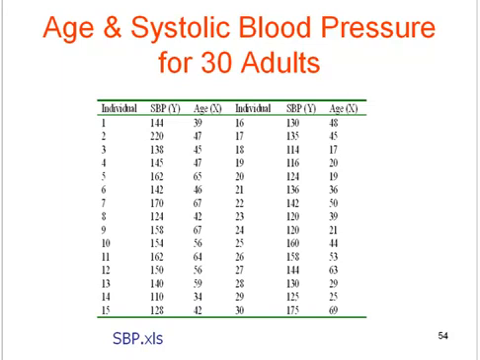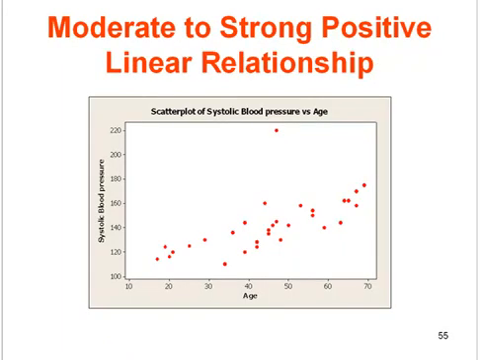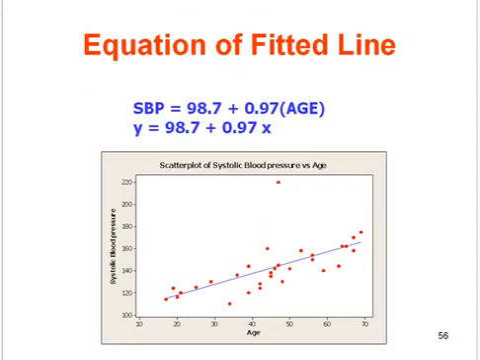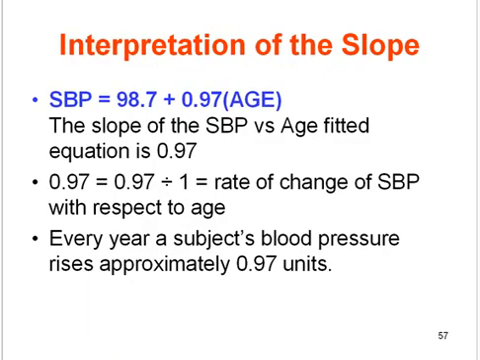To refresh your memory, here again is the age and systolic blood pressure data. And here is the accompanying scatter plot showing a moderate to strong linear relationship. Using StatCrunch, we can get the equation of the prediction line, also called the fitted line. It is always important to interpret the slope clearly and in the context of the data.